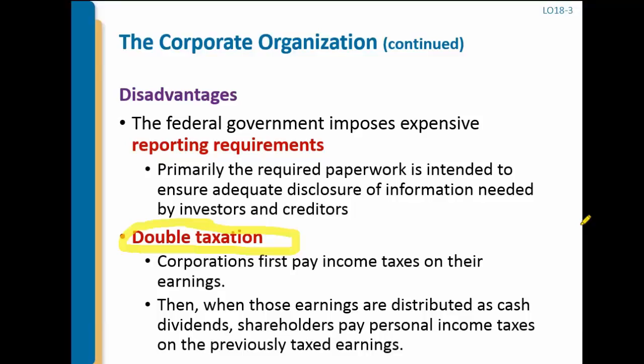which is probably the primary reason why many organizations have moved to a partnership, not public corporations, but smaller organizations. A partnership has its own issues, but the one advantage that it has is that it's a flow-through organization and you're not paying taxes at both the corporate and the individual level.